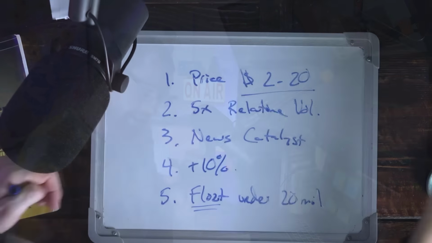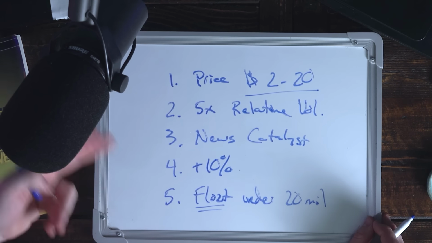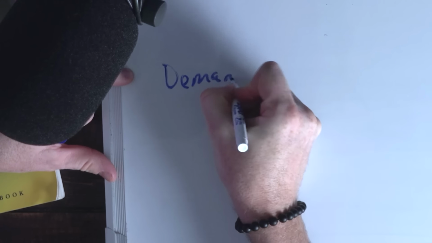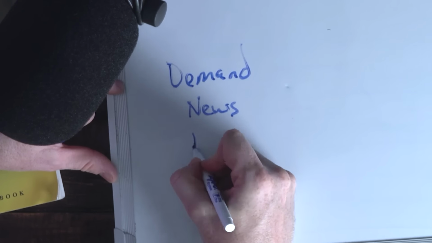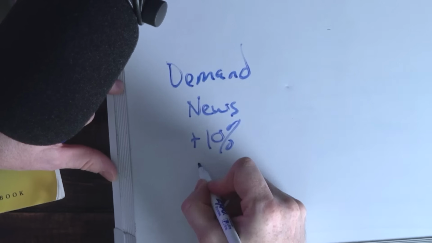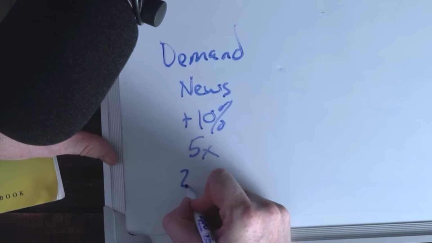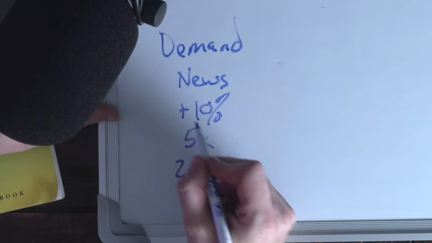So what we've actually done here is we've just created a list of demand and supply, also known as supply and demand. So now let's think about this for a second. We've got demand right here, and demand initially is created first by news, then by the stock going up 10%, which then will bring in 5 times relative volume, right? All of a sudden now it's moving. And usually stocks between $2 and $20 are going to show bigger percentage returns.